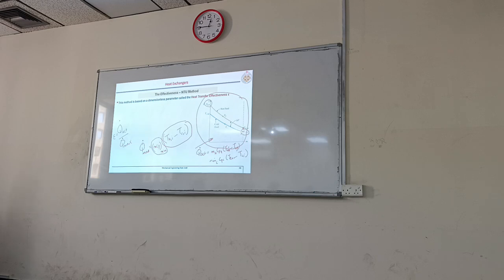So for a given heat transfer problem, you know the MCP product of both fluids already. So which one is minimum will give us the maximum possible heat transfer. So that's how we define effectiveness, Q actual, either this or this divided by this term. Here we are defining a new term which is called effectiveness of a heat exchanger.